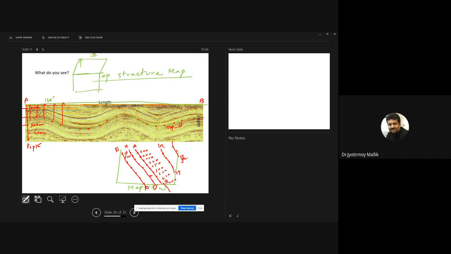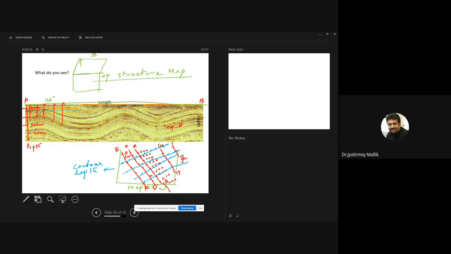And then I will also have the cross lines, which are perpendicular to the inlines or at a very high angle to the inlines. And on that also, at each point I can measure the depth of the top B surface with different depth values. And then what I can do is contour these depths.